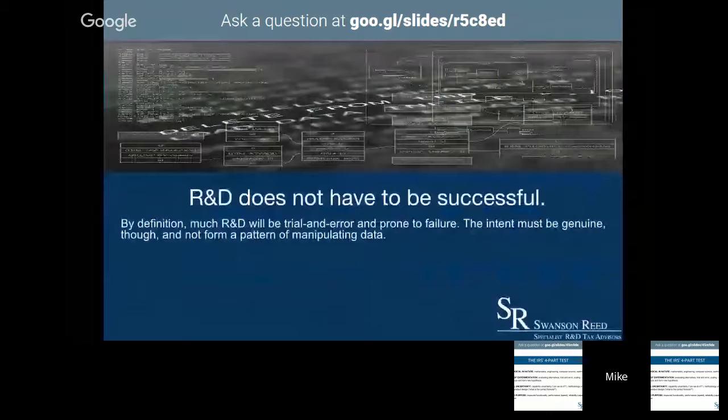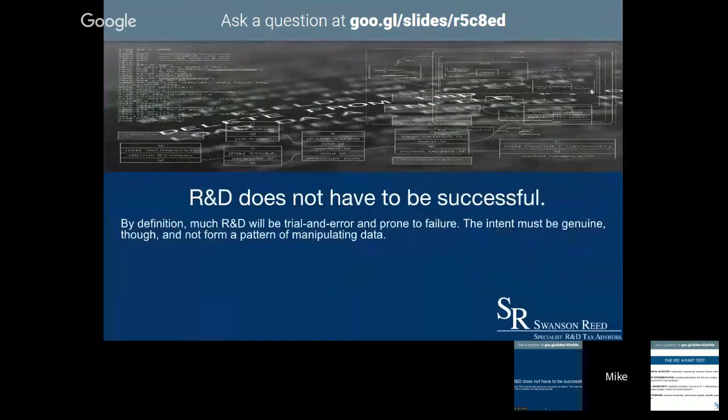R&D does not have to be successful. I mentioned that briefly on the previous slide. Trial and error prototypes are all going to cost money, and many of them are going to fail. And while those are lost expenses, they can be claimed as R&D, and you can recover a large portion of that.